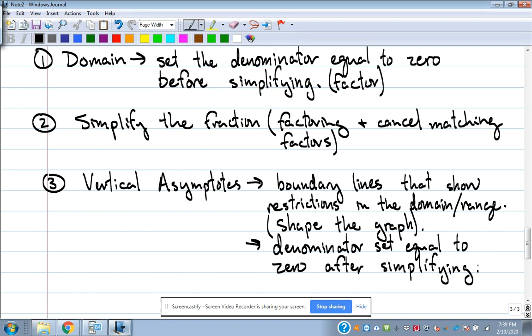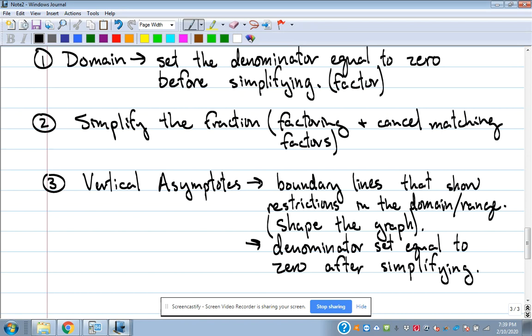They are found by taking whatever's left over in the denominator, setting it equal to 0 after you've done the simplifying step. Sometimes it will be exactly the same numbers as your domain. Sometimes it will be a little less than that. They won't have all of those pieces because some of the factors may have canceled out, okay?